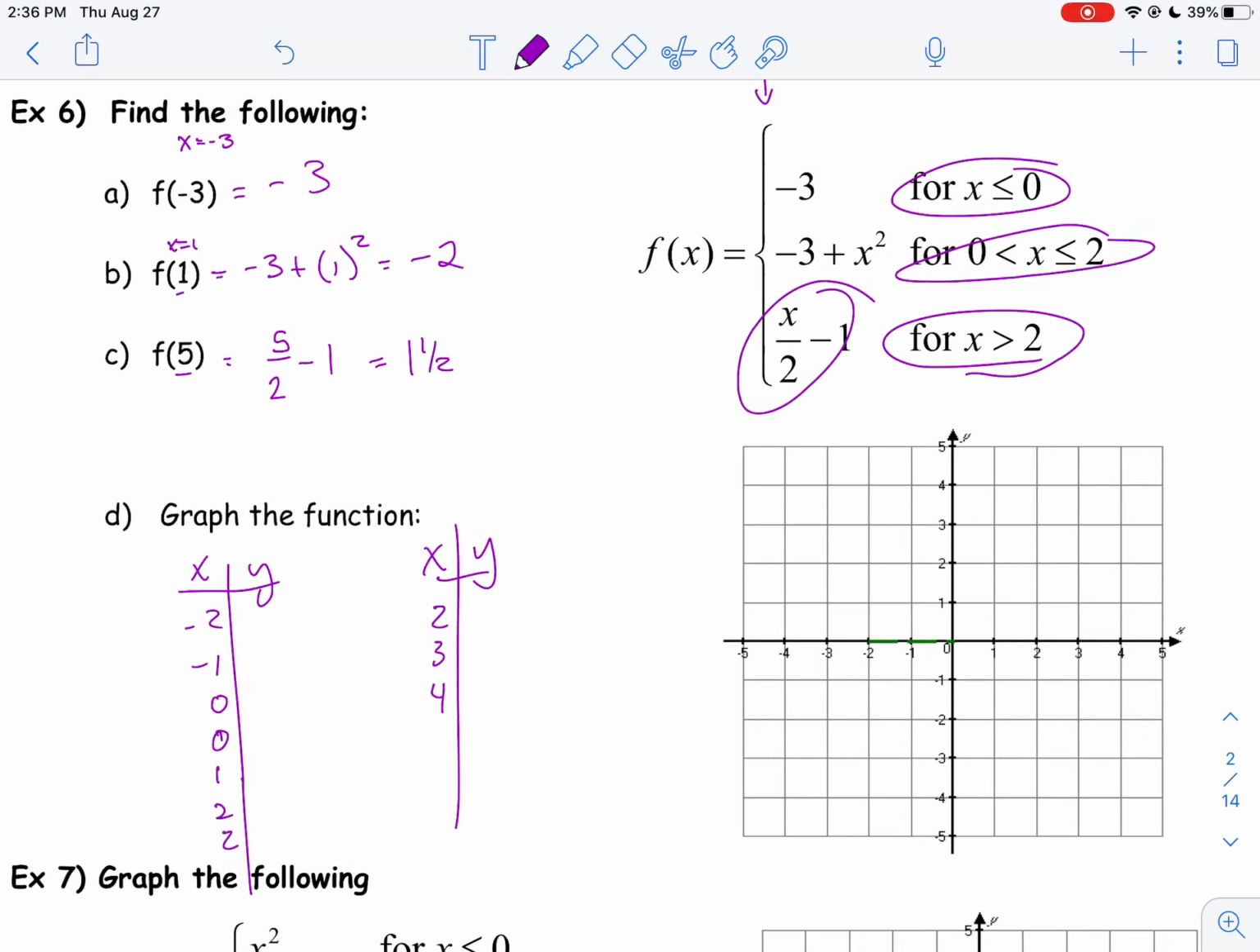Alright, so let's go ahead and get started. For these values, I'm going to use the first piece, because these values are all less than or equal to 0. So in each case, the y value ends up being negative 3.